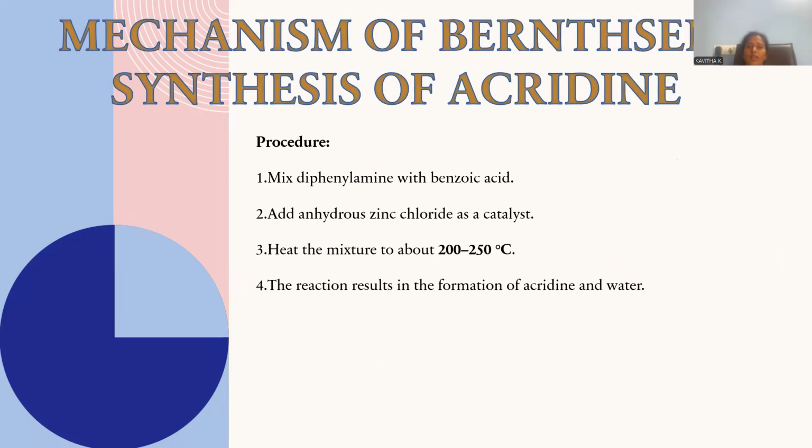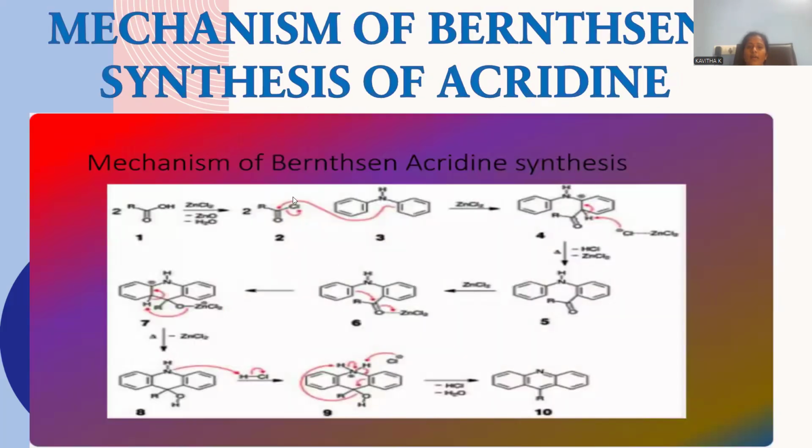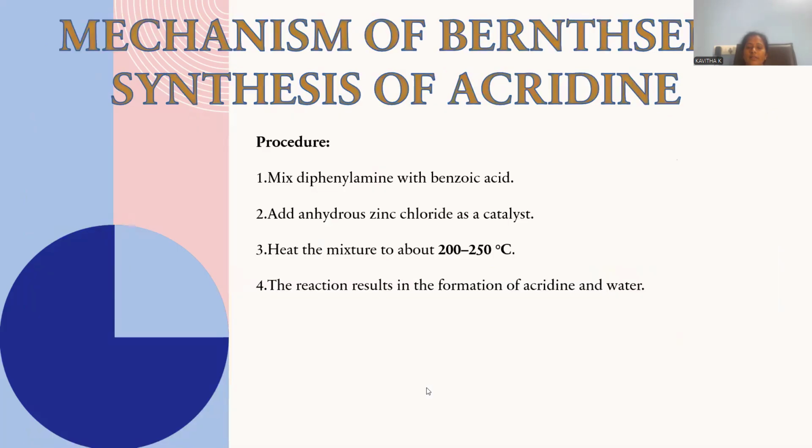Let me go through the mechanism of the process. In order to synthesize the acridine compound by means of this Bernthsen acridine process, mix the diphenylamine with benzoic acid. This will be step one. Whenever the mixture of benzoic acid and diphenylamine is taken in the reaction vessel, an RB flask, anhydrous zinc chloride is to be added in a catalytic amount.